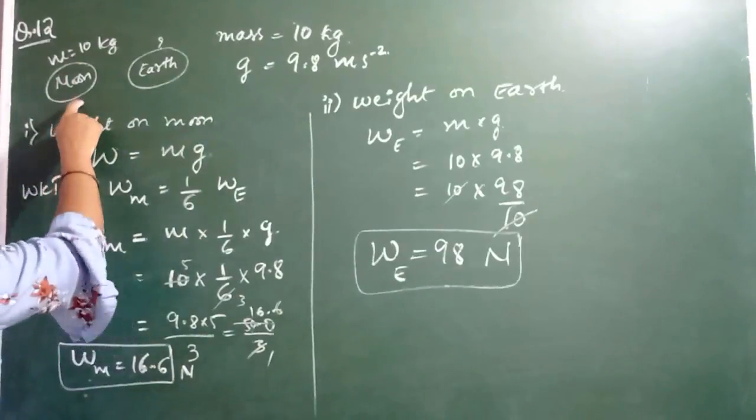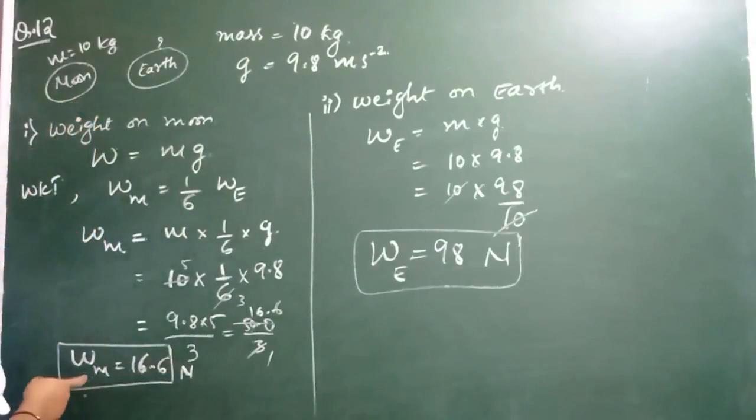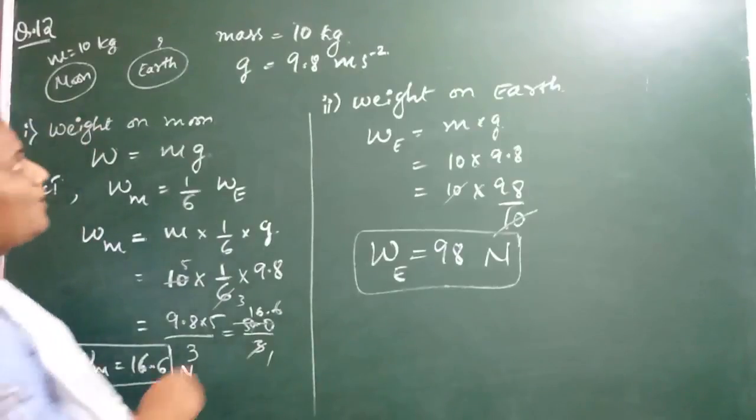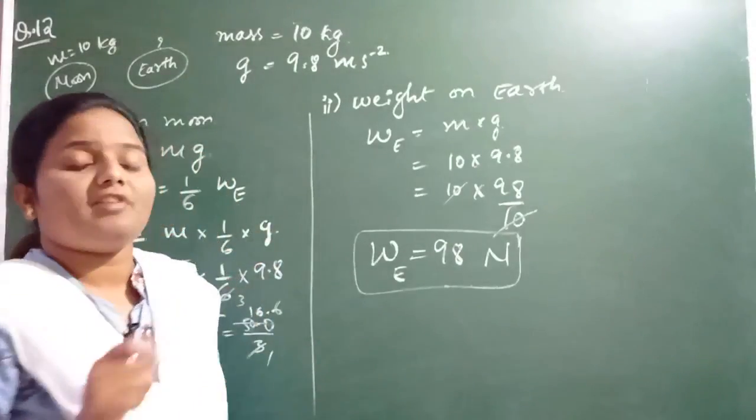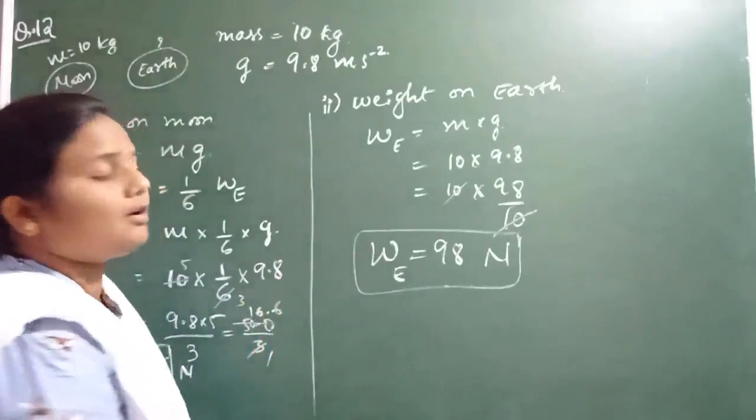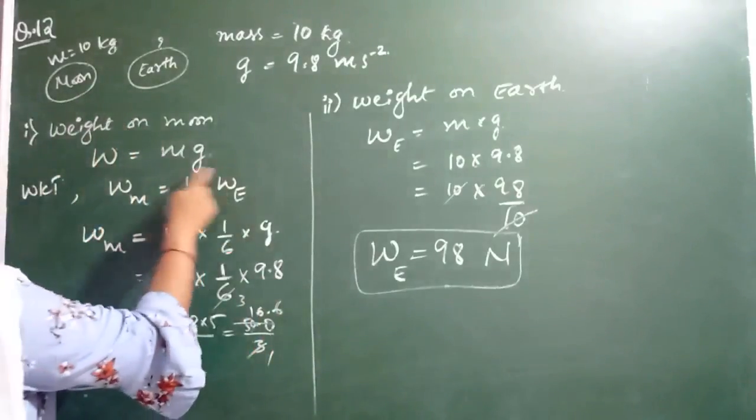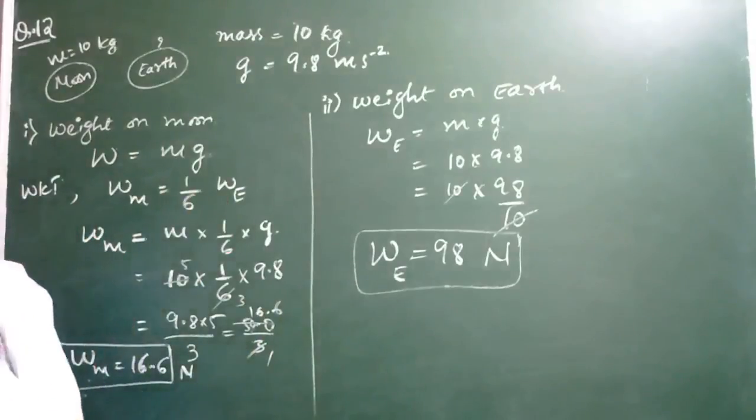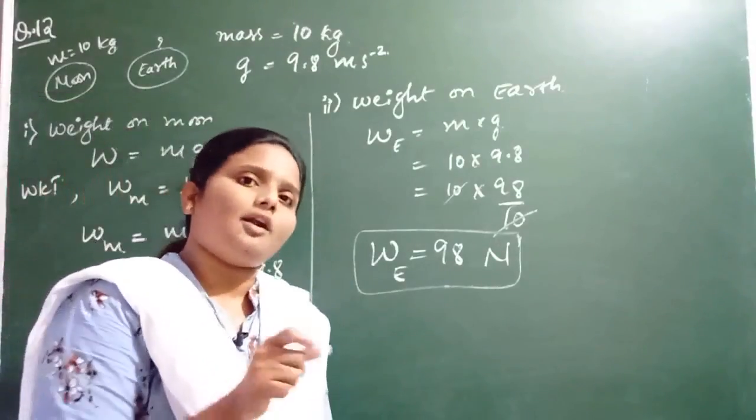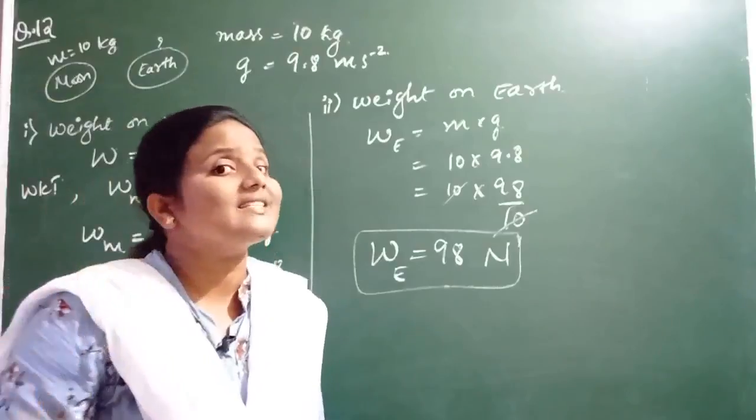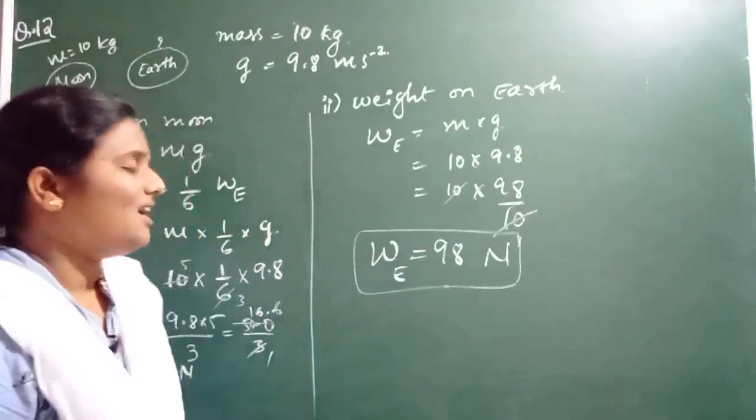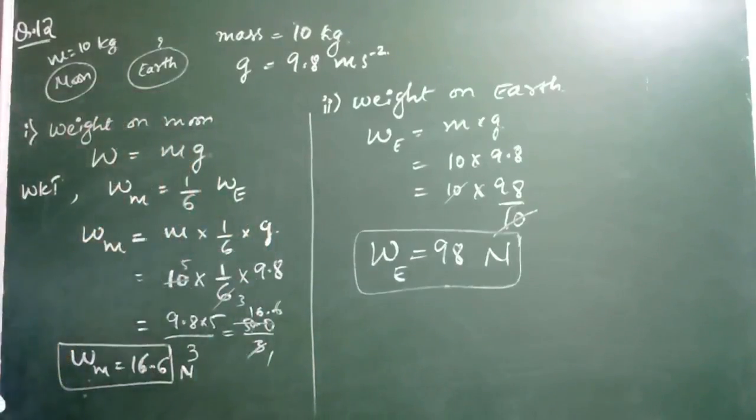If it is measured on the moon, what will be its weight? They asked us to calculate. And in the same way, what is the weight of the same object if we measure it on the earth? By applying the same principle or formula, we already know that the weight of any object on the moon will be 1/6th that of the earth.